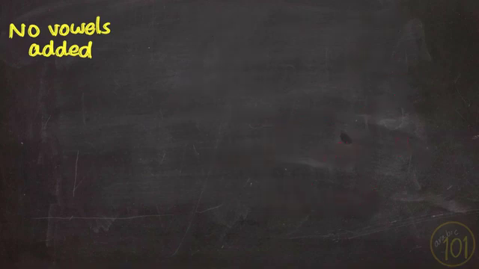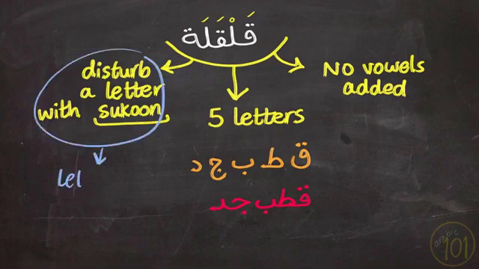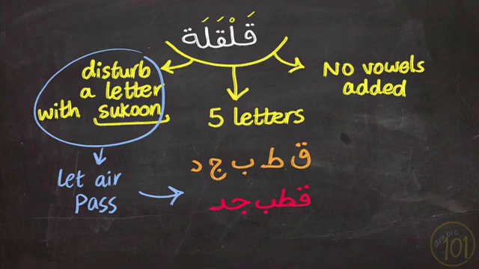Let's have a look at these examples, and we're going to focus on 2 things. Number 1, is to let air through when one of the qutb jad letters have sukoon. And number 2, not to add a vowel when one of the qalqala letters have sukoon.